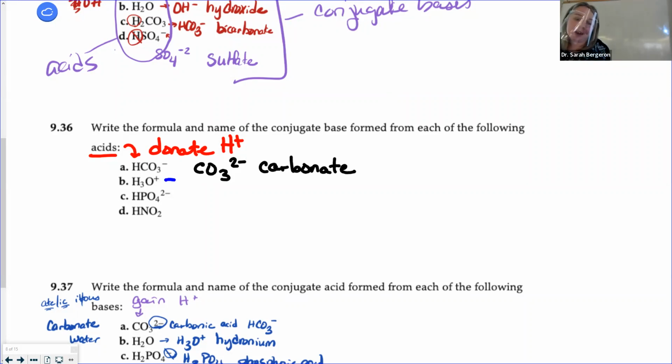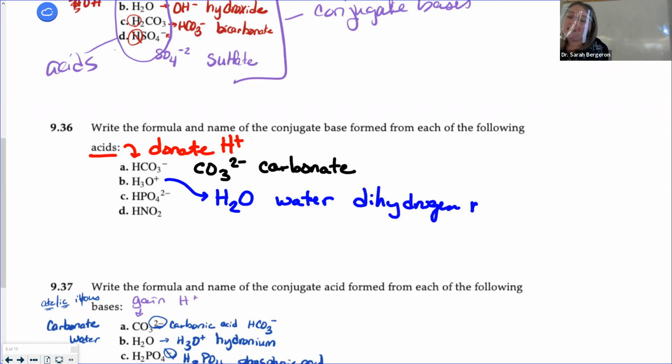Okay, B. B is going to be an acid. So we're going to donate a hydrogen ion. We're going to get rid of a hydrogen ion. What do we become? Just H2O. So you could call this water. How else could you call it? Dihydrogen monoxide.